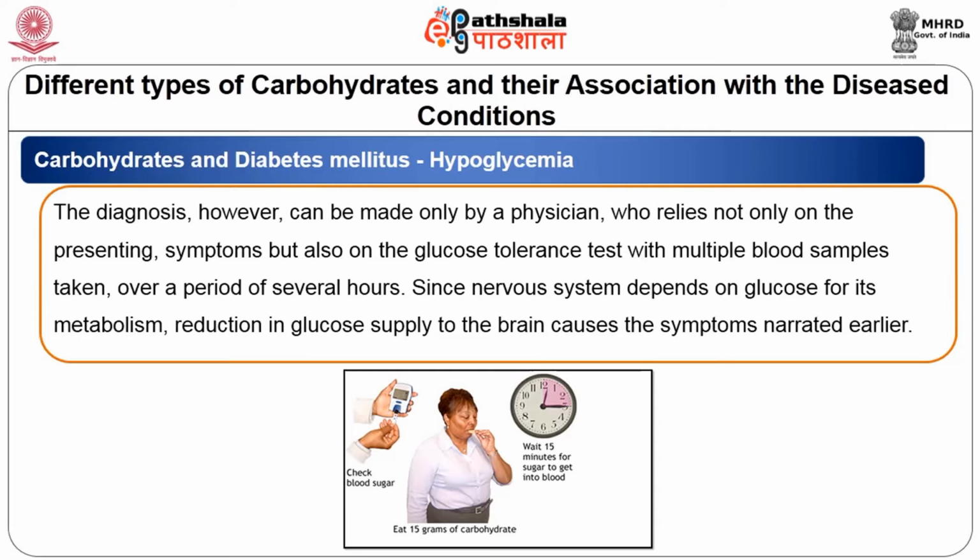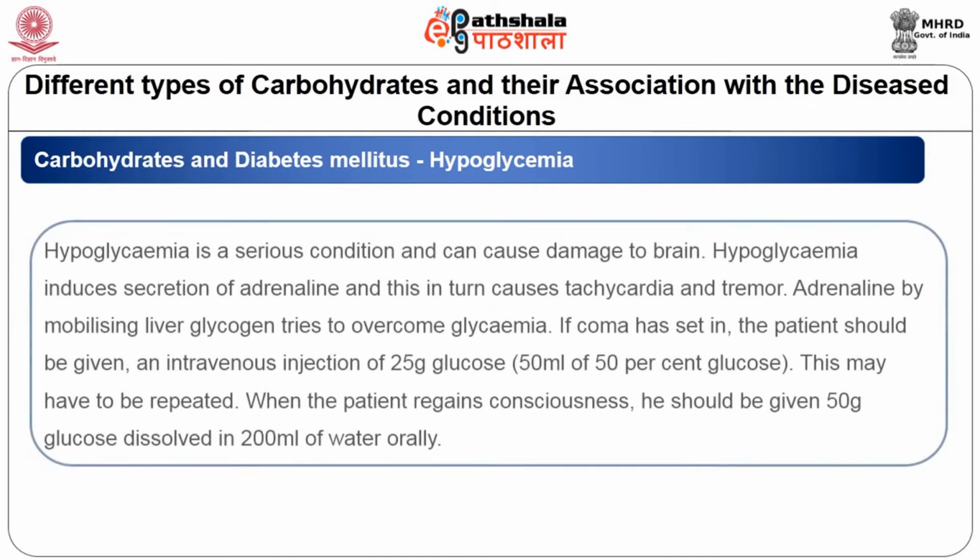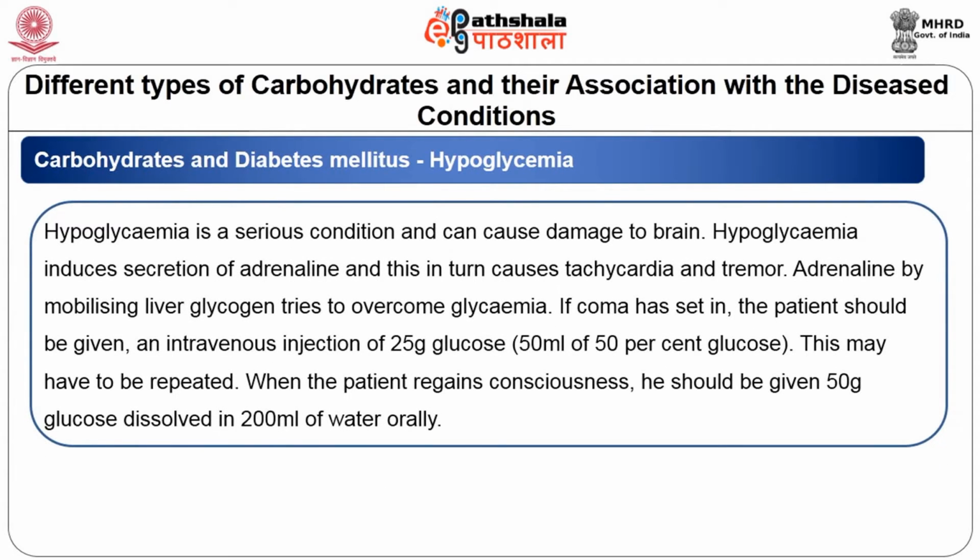Since the nervous system depends on glucose for its metabolism, reduction in glucose supplied to the brain causes the symptoms narrated earlier. Hypoglycemia is a serious condition and can cause damage to the brain. Hypoglycemia induces the secretion of adrenaline and this in turn causes tachycardia and tremor. Adrenaline, by mobilizing liver glycogen, tries to overcome hypoglycemia.